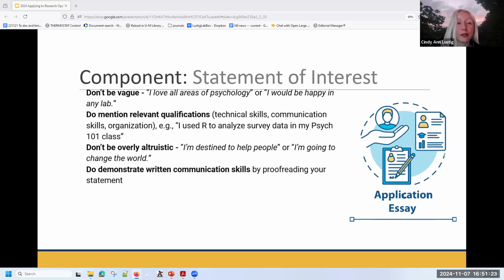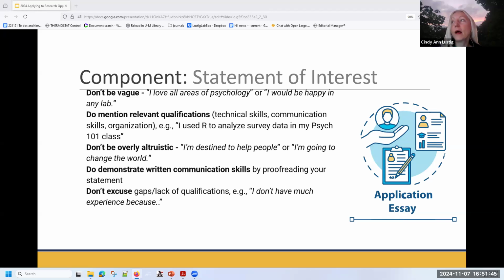Do demonstrate good written communication skills by proofreading your statement. If you have grammar or spelling errors, that's unfortunately an easy way to weed people out. So double check it, get your friend to read it, just look it over and try to make sure it's well polished.